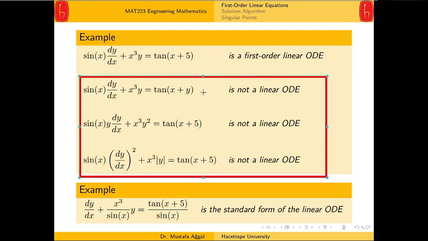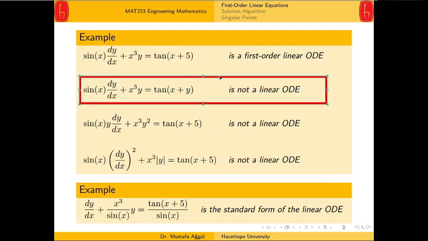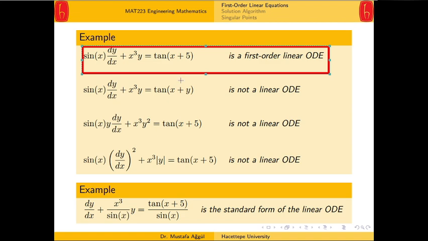Okay, so since the first one is linear, we can talk about its standard form. The standard form for this particular case will be, if we divide the whole equation by sine x, then we will end up with dy dx plus x cubed divided by sine x equals tangent x plus 5 divided by sine x. Here is the standard form, and this is the p function, p of x. Okay, in the standard form, the coefficient of dy dx has to be 1, so it has to be alone.